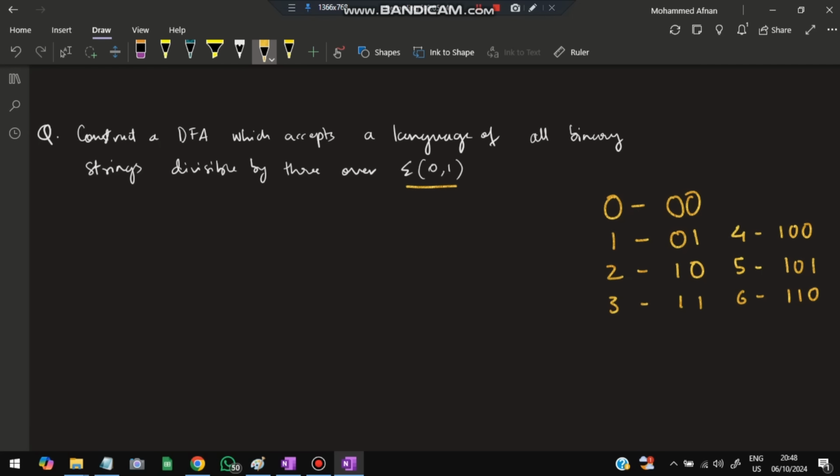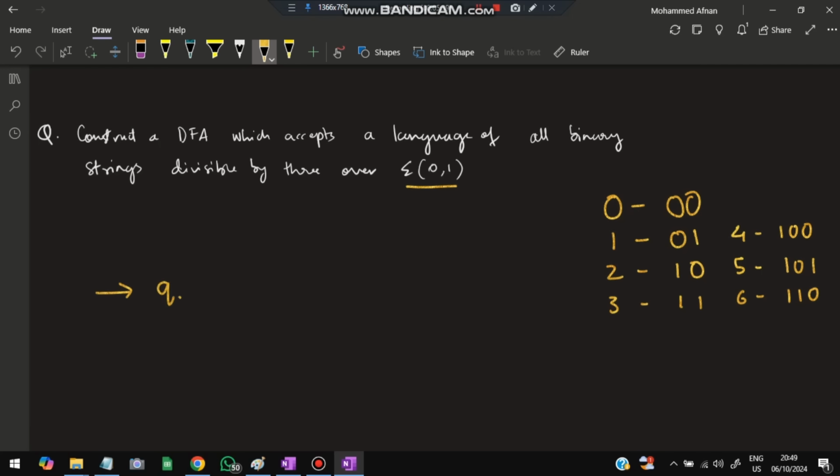1, 4, 7, 10 have remainder 1. 2, 5, 8, all those have remainder 2. So now, based on the remainders, we have to generate the strings. Now let's start. What is the least string which we can form? Least string is 0. 0 should be accepted.